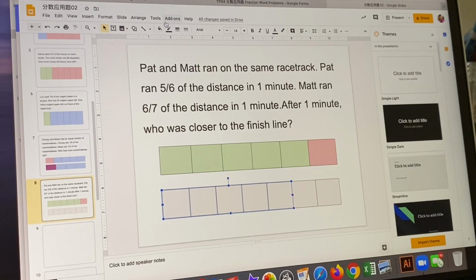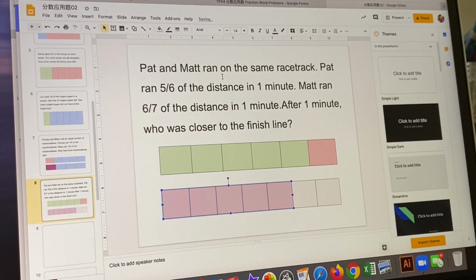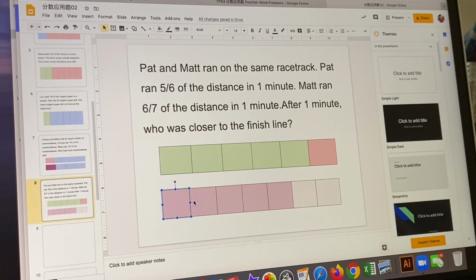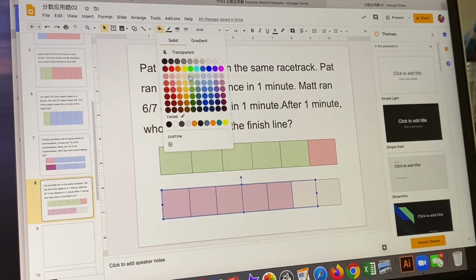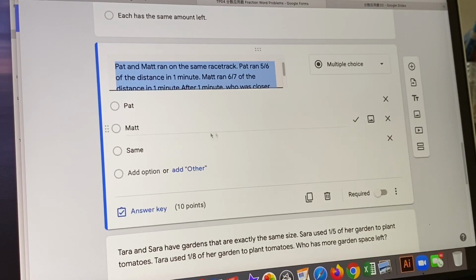6 out of 7 is faster. He runs this color. No, still green color. What is going on? 1, 2, 3, 4, 5, 6. 6 green color. And what Matt has left to run is this color. So of course this is closer to the finishing line. So this is Matt. Matt is closer to the finishing line. Matt, yes, we are right.